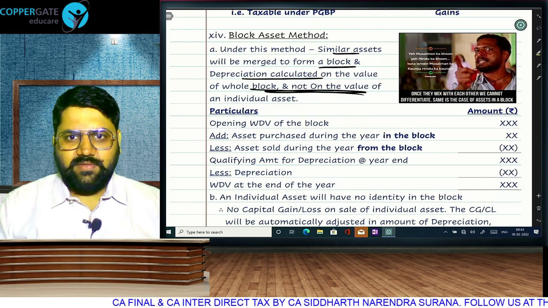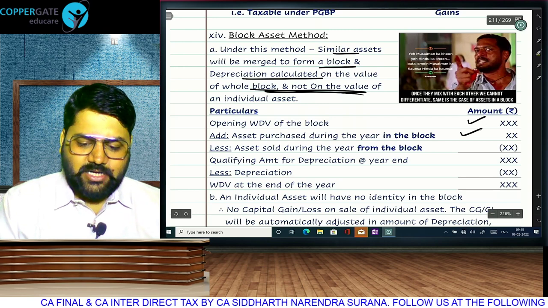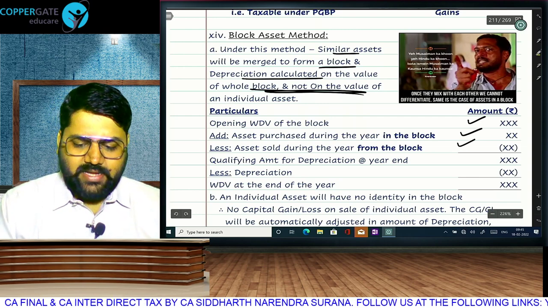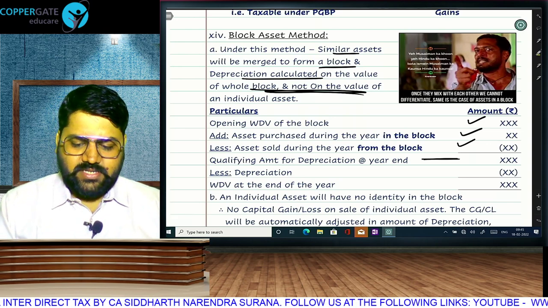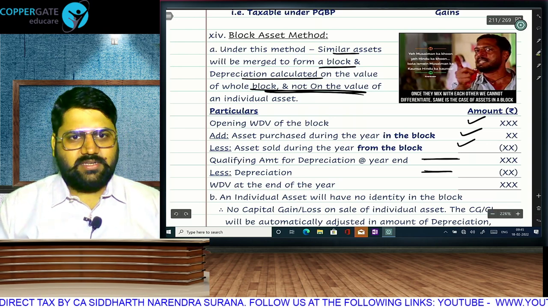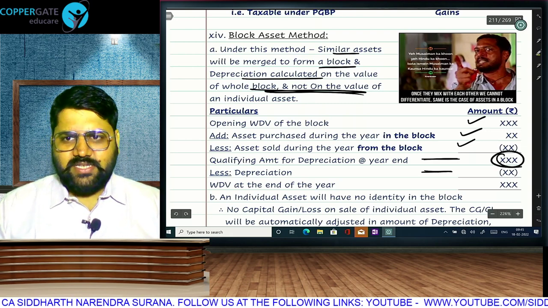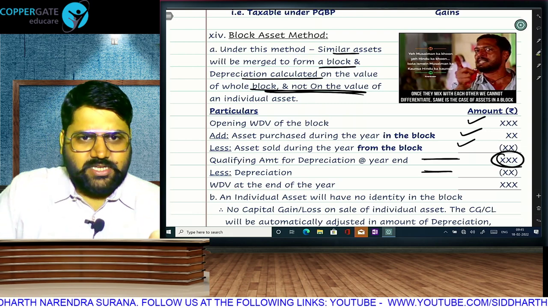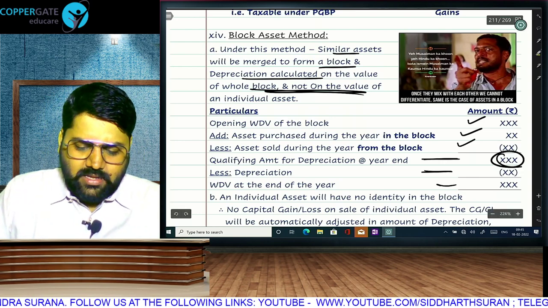How will you compute the value of the block? We will take the opening WDV of the block. We will add any asset purchased during the year, less any asset sold during the year, which will give us the qualifying amount for depreciation. On this amount we will calculate the depreciation at the rate prescribed for the respective block. All the blocks have rates, and you will get the WDV at the end of the year.